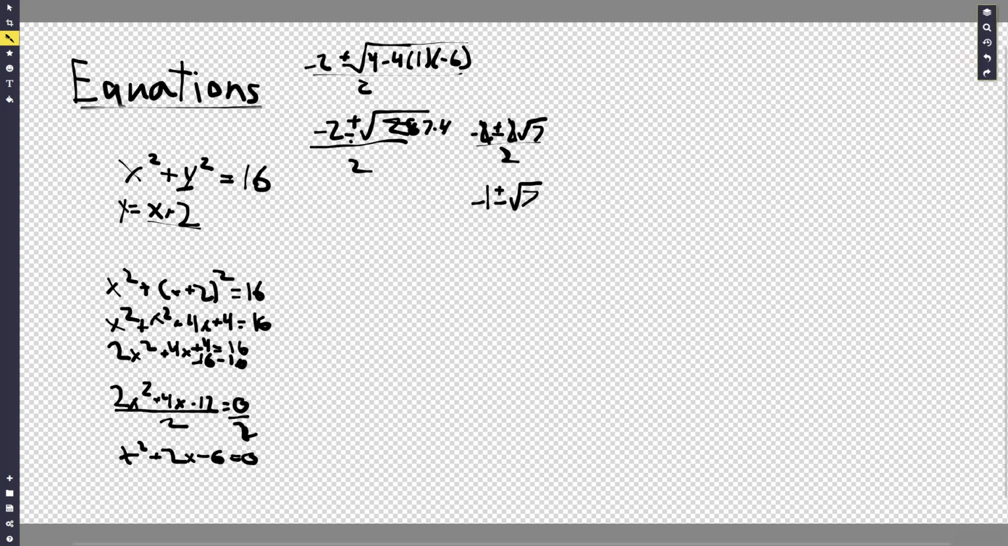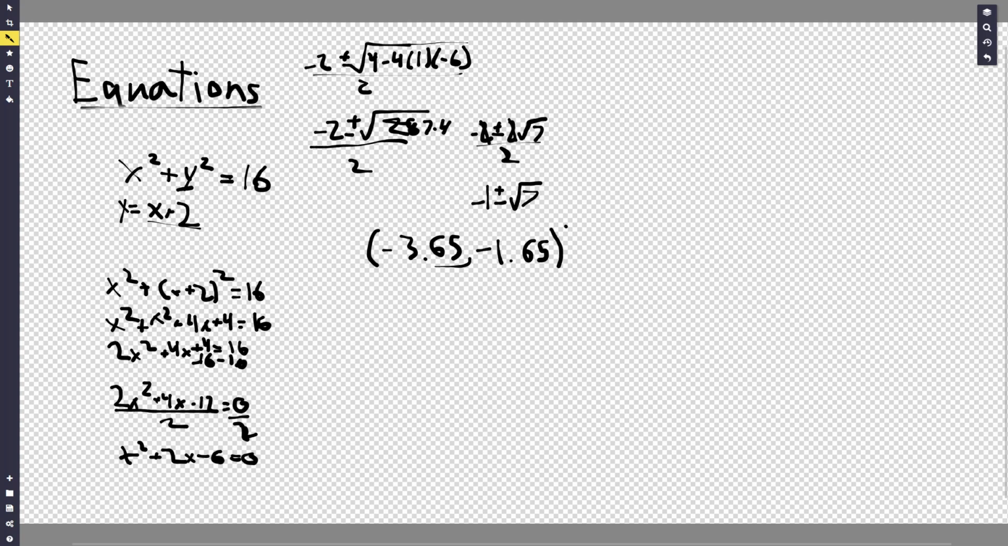So now we just plug this back into our equation, and like I said, normally the simpler one. We can find the first one, okay, so negative 1 minus the square root of 7, and that's equal to about negative 3.65, and then we can just plug this into x plus 2, so we can just add 2 to it, and then we're left with negative 1.65.